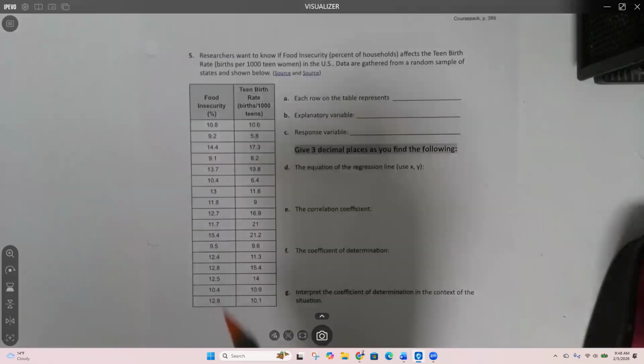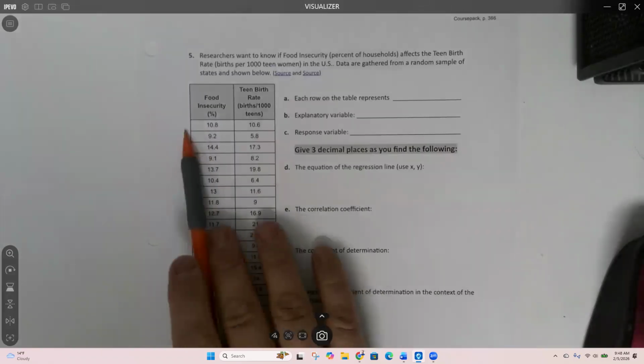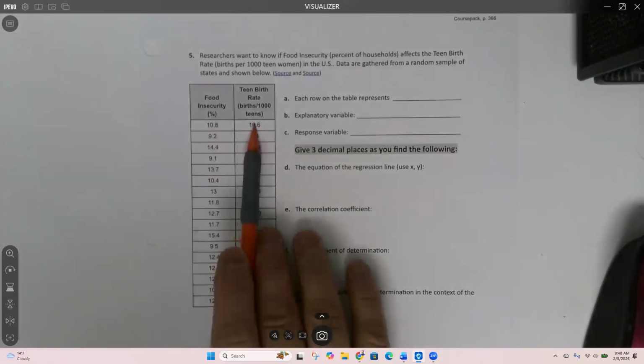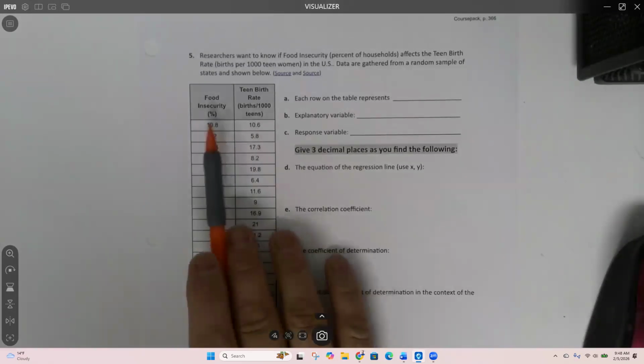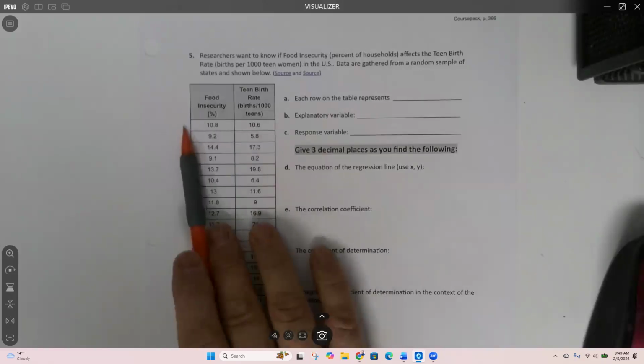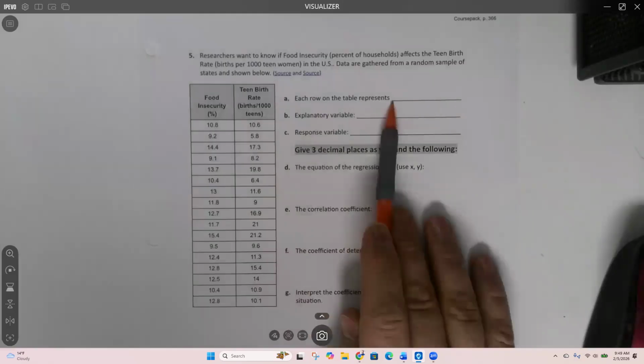So each row here represents something. So, for example, this one right here, 10.8 and 10.6. These numbers go together. These are both numbers that were measured for something. Now, were they measured for a person or were they measured for, say, a year? Like this is the year 2025, this is the year 2026. What does each row in the table represent?